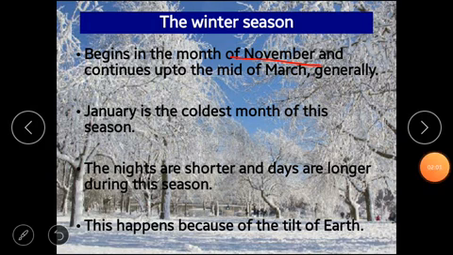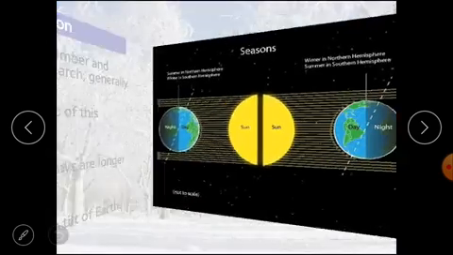Now, the coldest month of this season is January, and during winters the nights are longer and days are shorter. You must have observed this phenomena, that days become shorter and nights become longer during winters. Why does this happen? This happens because of the tilt of Earth. We will discuss this with the help of this diagram.